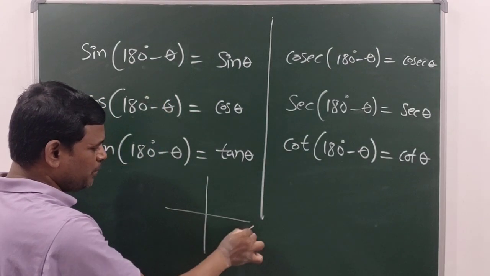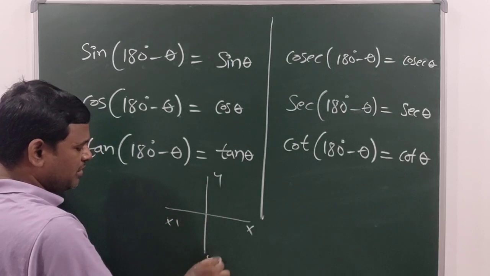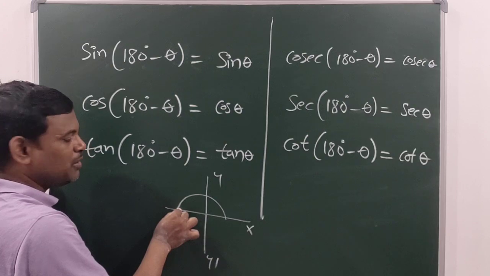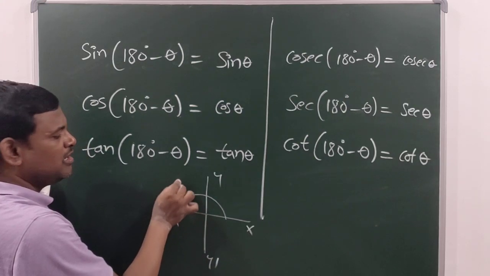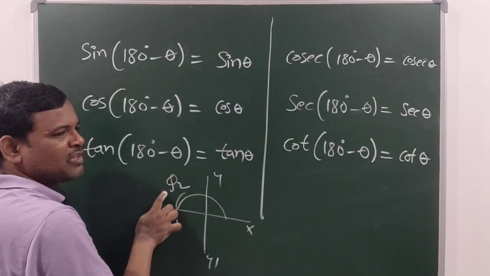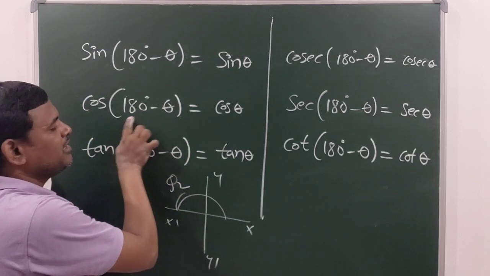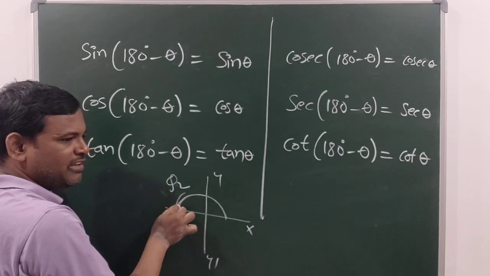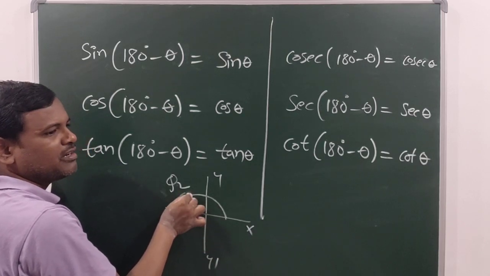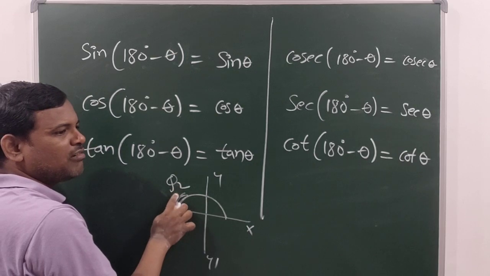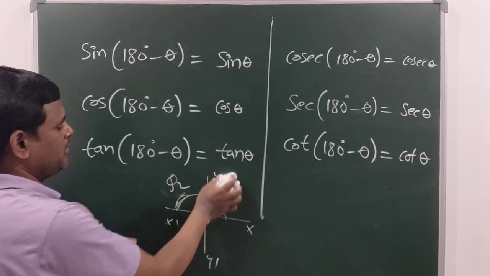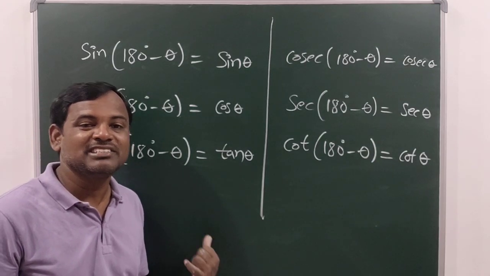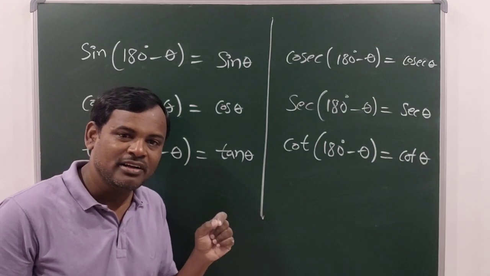180 minus means what you people have to do? See here, start from here. You have covered 180 degrees angle, but minus given means it belongs to quadrant 2 only. From here to here it is 180. 180 minus means you have to come back. Observe that point. So in the second quadrant we confirmed 180 minus theta belongs to quadrant 2.